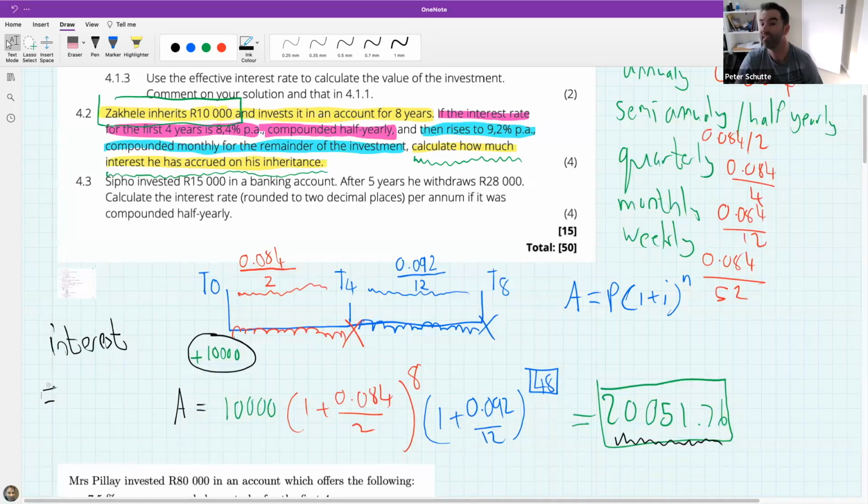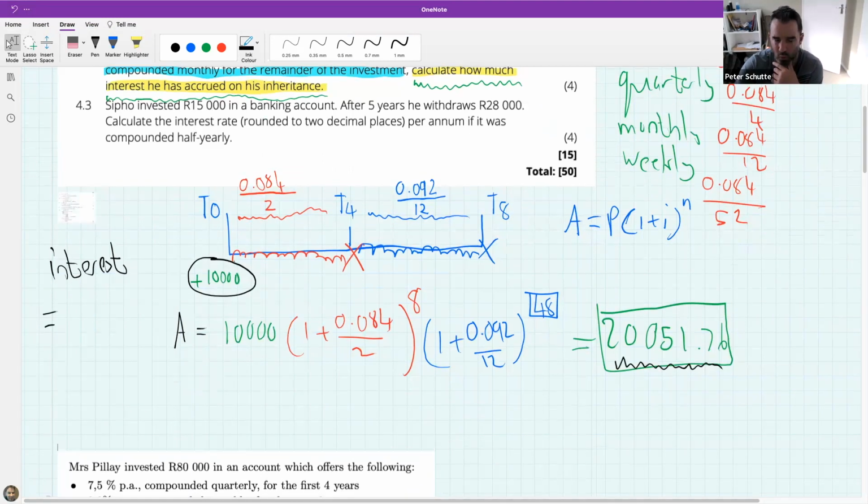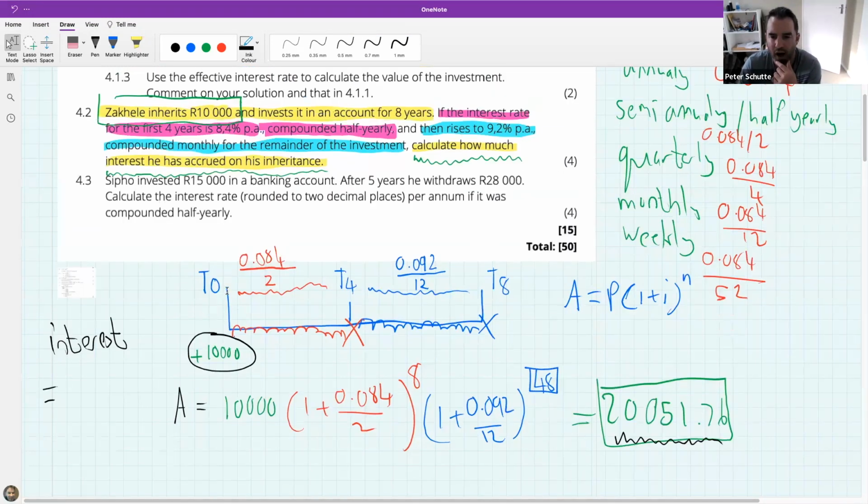Now, there's a difference between how much money is sitting in the account and the amount of interest that has been generated on the initial principal. Does anybody want to come online and tell me how that works? The interest is the difference between the original and what you end up with. So what's that going to be? Would anybody like to give us a comment about what I'm talking about? Why is this question different, when it says calculate how much interest he has accrued on his inheritance? In the past, we'd normally say how much money is sitting in the account, but the question is slightly different here.